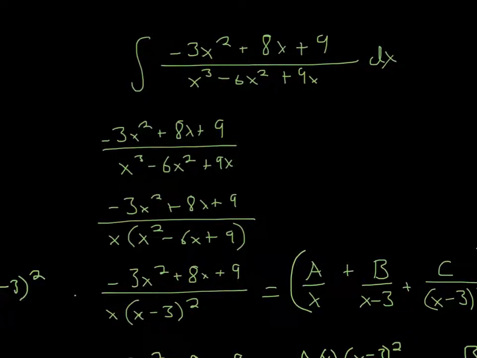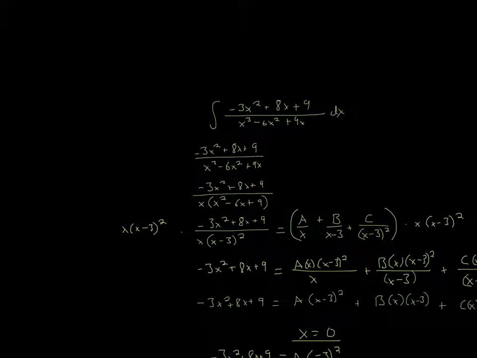So for this problem, what we can do is take the denominator and just factor it. Factor out an x, and then the remainder will be x squared minus 6x plus 9. Now we can factor this to get x minus 3 squared. Now what we can do is partial fractions.